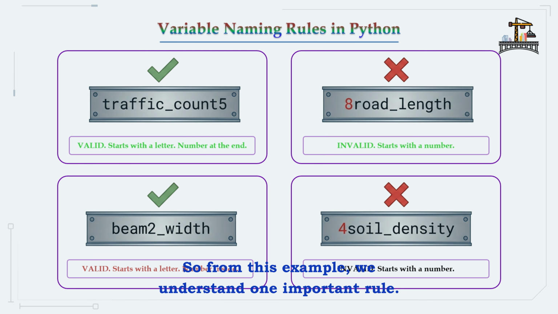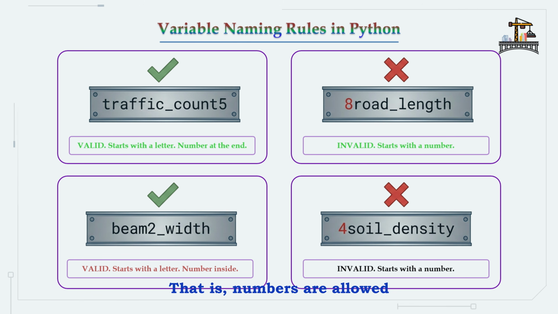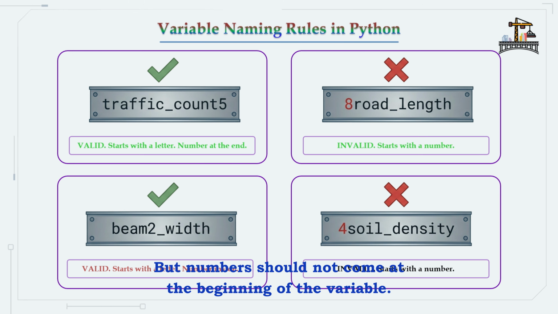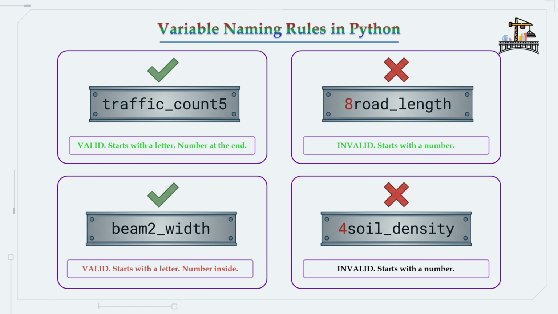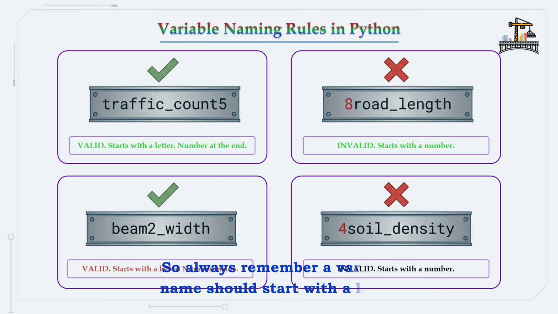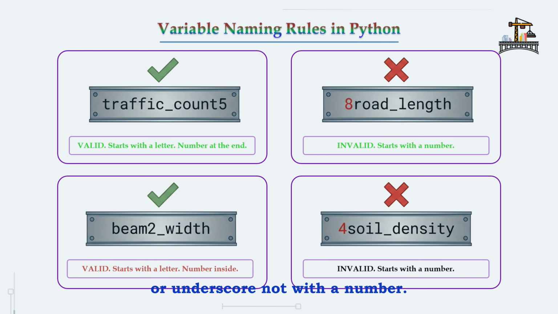So from this example, we understand one important rule, that is numbers are allowed inside the variable name or at the end, but numbers should not come at the beginning of the variable name. So always remember, a variable name should start with a letter or underscore, not with a number.